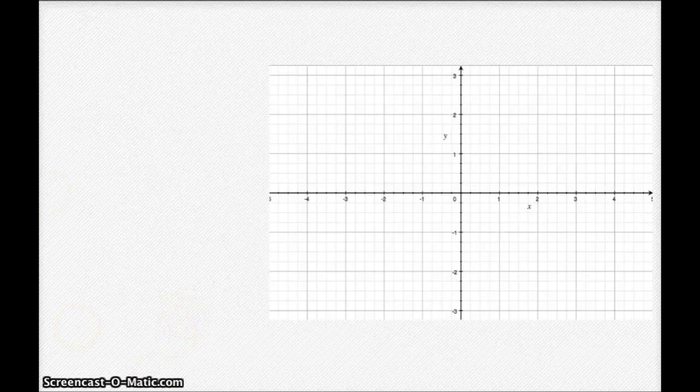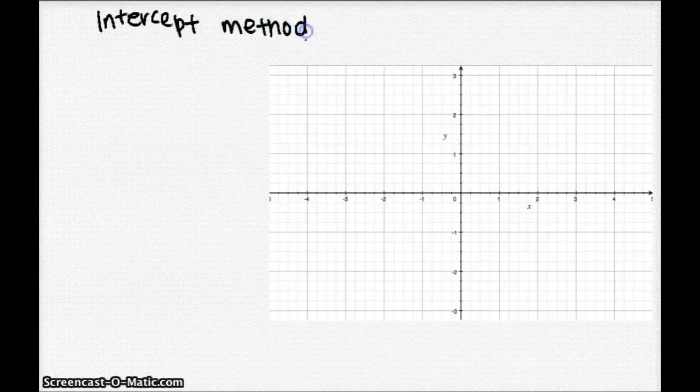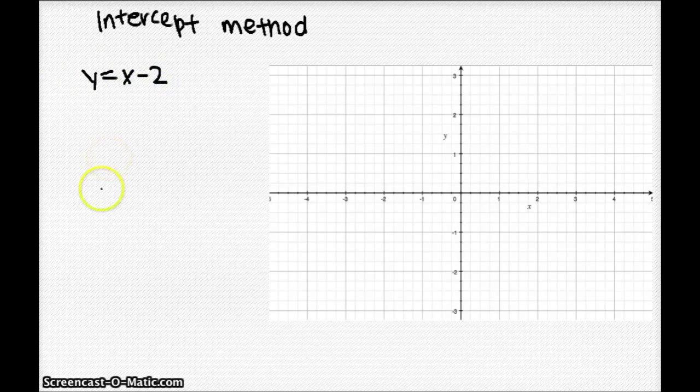So now we're going to move on to the next method, which is the intercept method. So in this method, you're going to find the two intercepts, the x-intercept and the y-intercept of the graph, and then you're going to plot those 2 points on the graph, then connect them with a line. So let's use the same equation as before, y equals x minus 2.